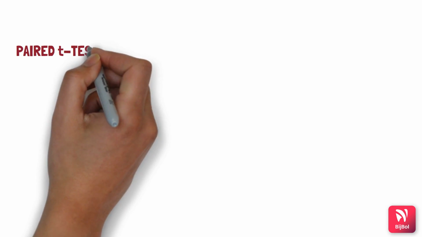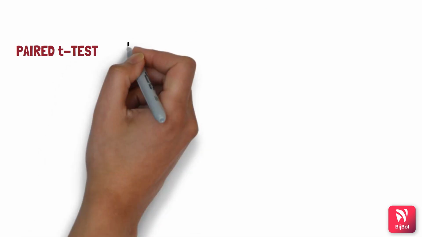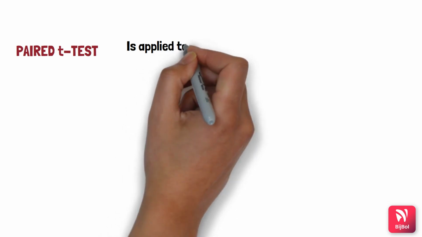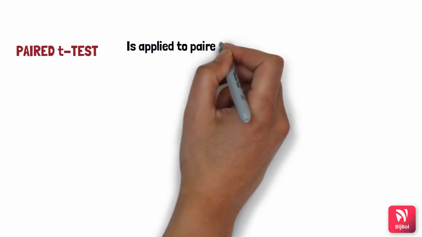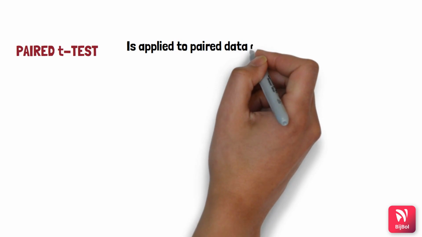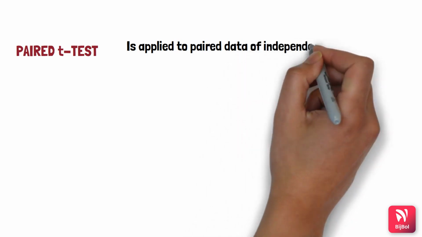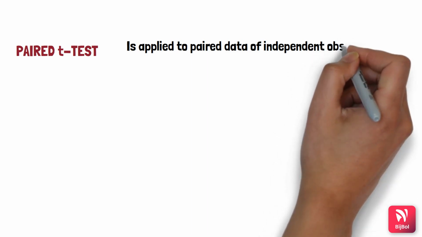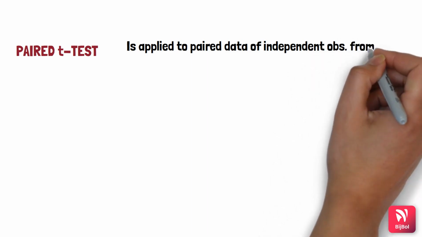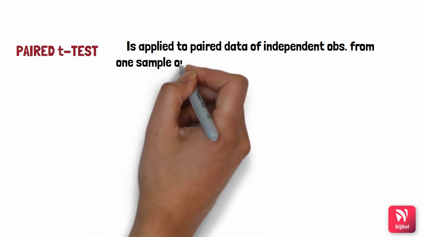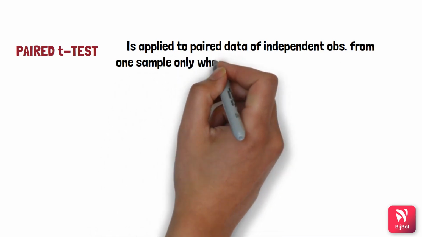Now next is the paired t-test. Here also you have two sets of data, but the same group is tested twice. When the same group is tested twice, you get the data two times. That is the reason it is called a paired t-test. You have two pieces of information, but from the same group, that is, before and after.